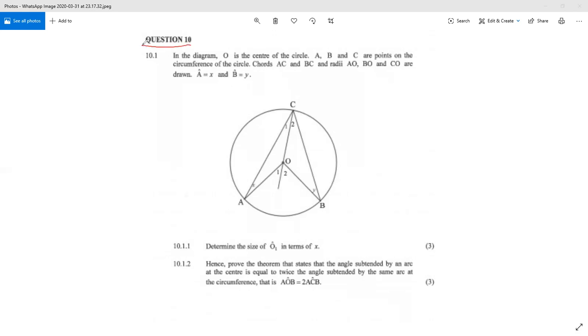So that's question 10 in this case. And then we are told again in the diagram, O is the center of the circle, full stop. Then A, B, C are points on the circumference of the circle. Chords AC and BD, and radii AO, BO, and CO are drawn.